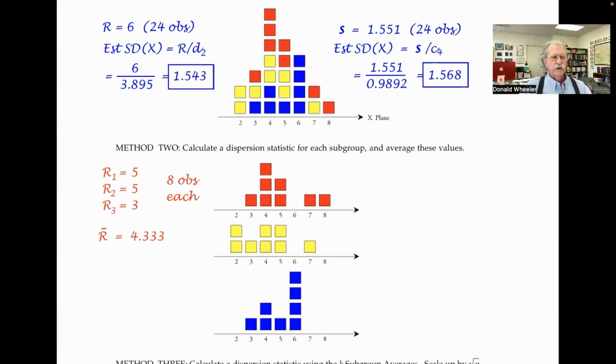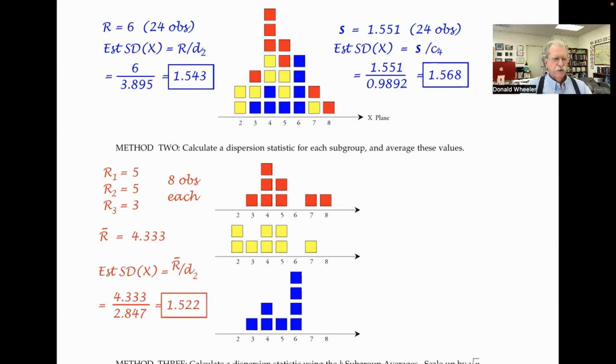Each of these ranges is based on 8 observations, and that tells us which bias correction factor we need to use. So our estimate for the standard deviation for the distribution of x would be R bar over D2. So that's 4 1/3 divided by the D2 for subgroup size 8, which is 2.847. That gives us a 1.522. Pretty much the same as up above.